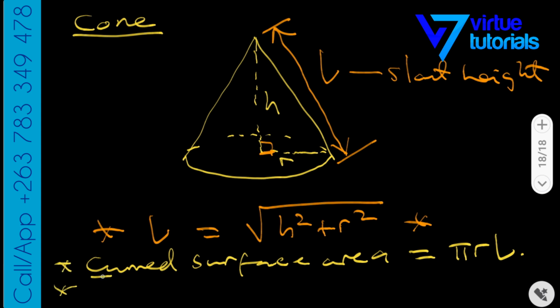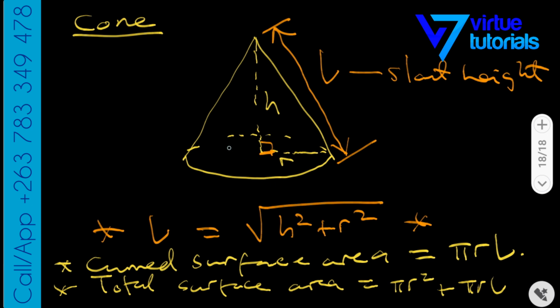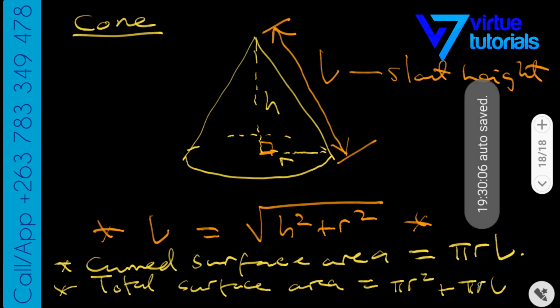Now, you can look for the total surface area. The total surface area now includes the circle at the bottom. So it will be pi r squared, that's the area of the circle at the bottom, plus pi r L, which is the area of the curved part. So that's how you find the total surface area of a cone. You can find the curved surface area alone, or you can find the total surface area by simply adding the area of the circle at the bottom and the area of the curved part of the cone.